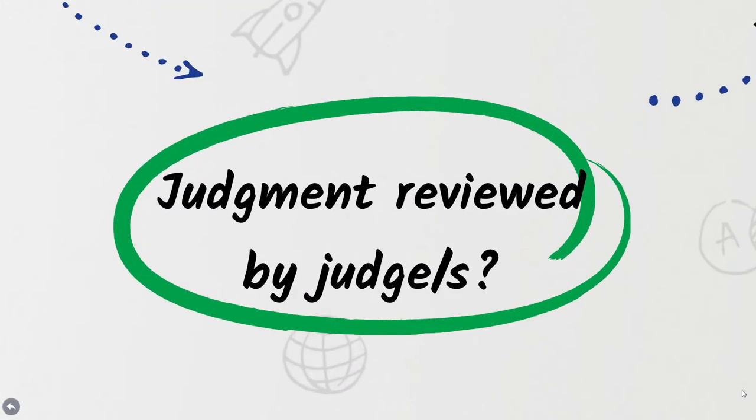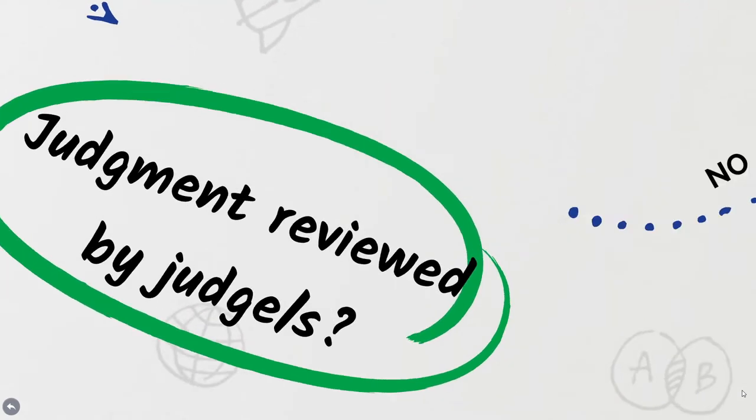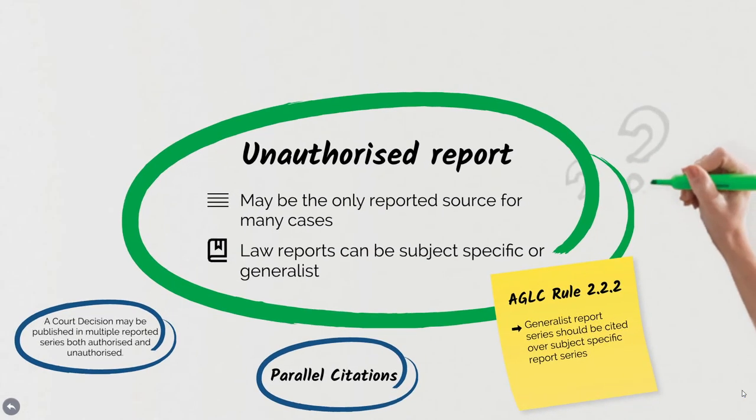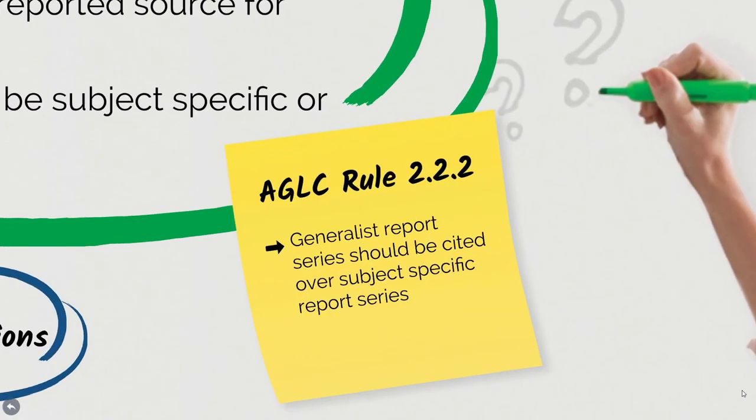Unauthorised reports, on the other hand, have not been reviewed and approved by the court. These are still legitimate sources of court decisions and may be the only published source for many cases, especially for specialist or lower courts or tribunals. Unauthorised law report series can be subject-specific or generalist. When citing a case that is only available in an unauthorised report series, AGLC states that generalist report series should be cited in preference to subject-specific report series.